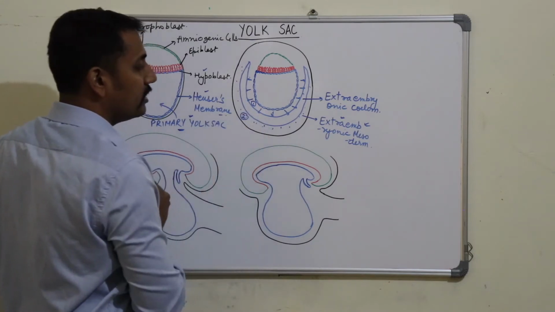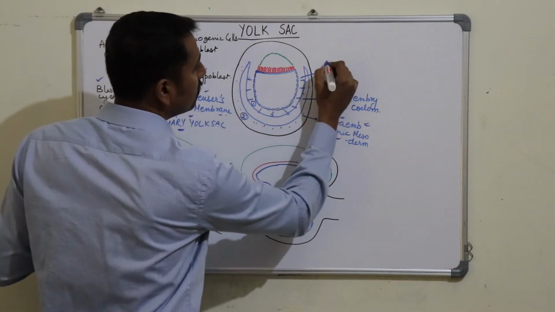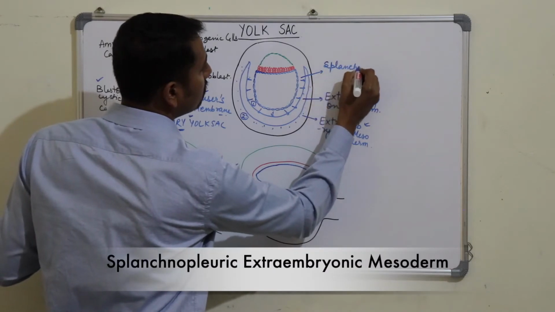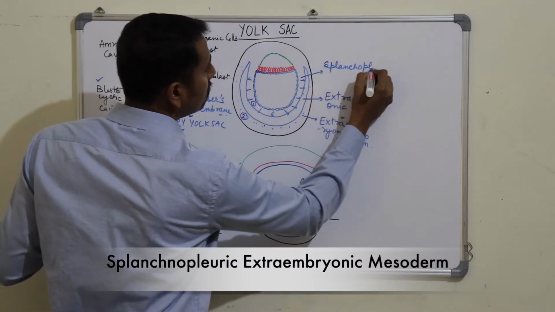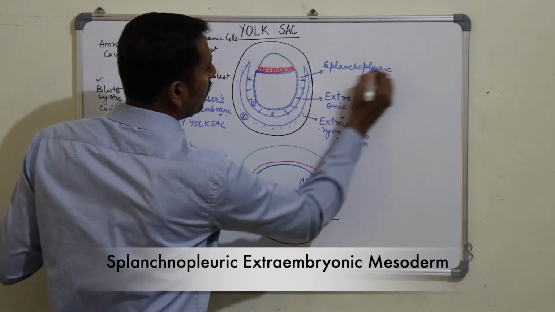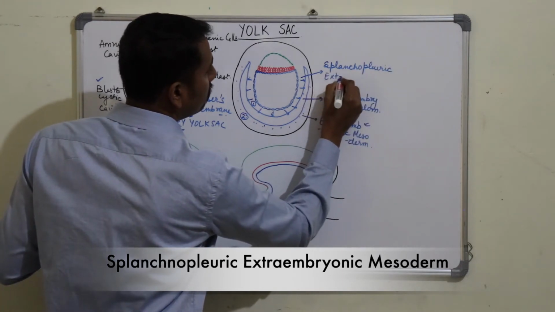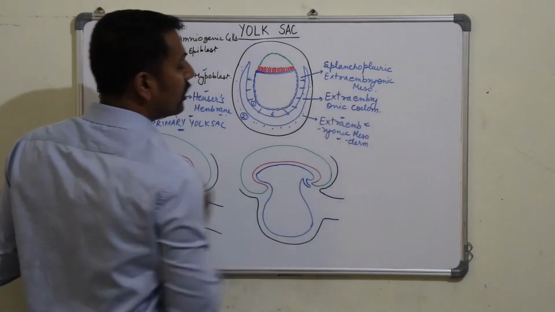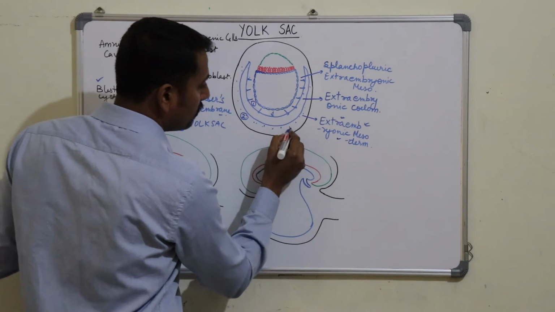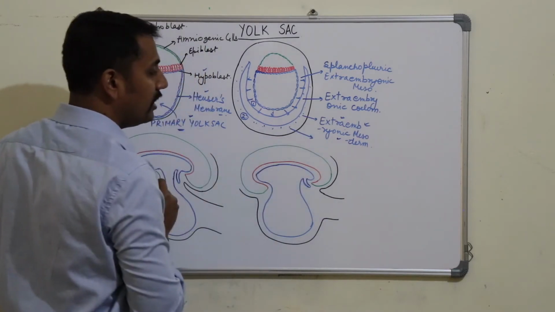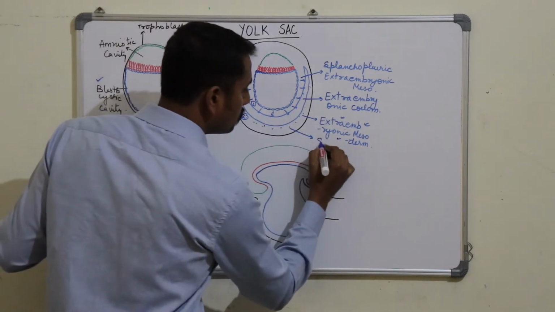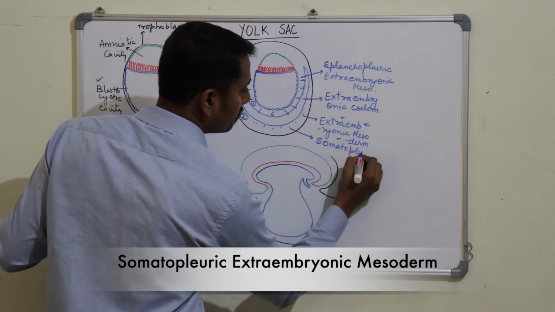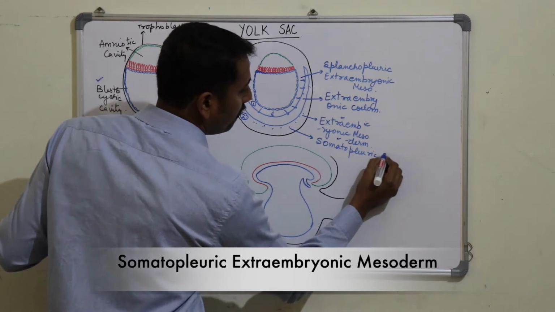The first one is known as splanchnopleuric extra embryonic mesoderm. Okay? And the second layer, which is adjacent to the trophoblast cell layer, will be known as somatopleuric extra embryonic mesoderm.